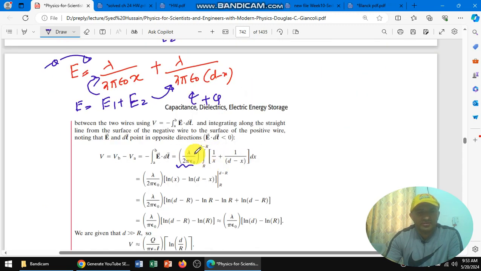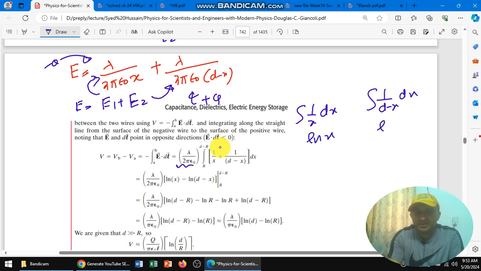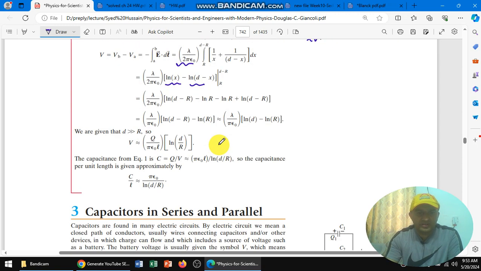Okay, now 1 over x, we use 1 over x plus 1 over d minus x. So we took the integration separately, 1 over x dx and 1 over d minus x dx. So this integration is log of x, this integration is log of d minus x. So we are left with log x minus log of d minus x, and we know that x is equal to d minus r.